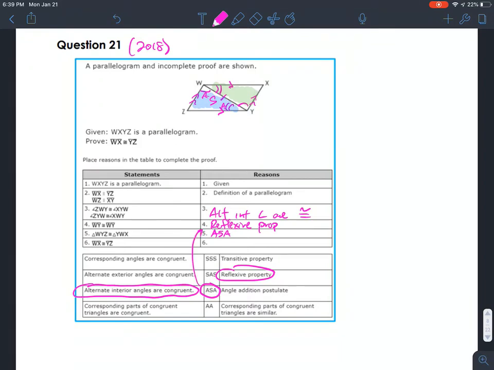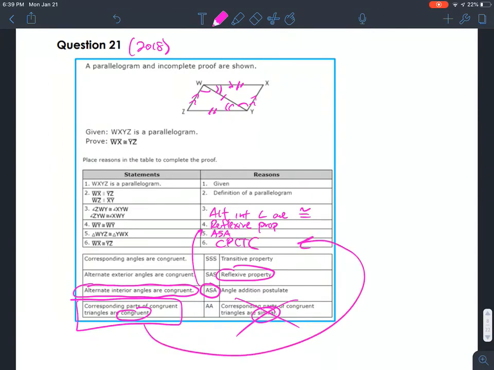And then finally, I'm going to get rid of some of this stuff here. We have segment WX is congruent to segment YZ. Well, those are corresponding parts of congruent triangles, CPCTC. Got to be careful here. This one says congruent, this one says similar. These are not similar triangles. I mean, they are technically similar, but this is based upon the definition of congruent triangles, CPCTC. That's this one right here. Done.